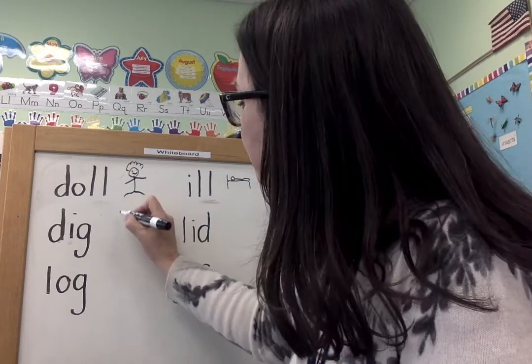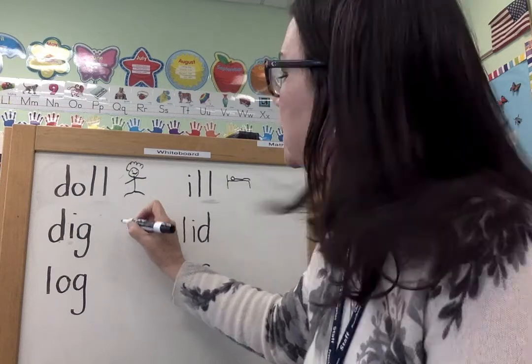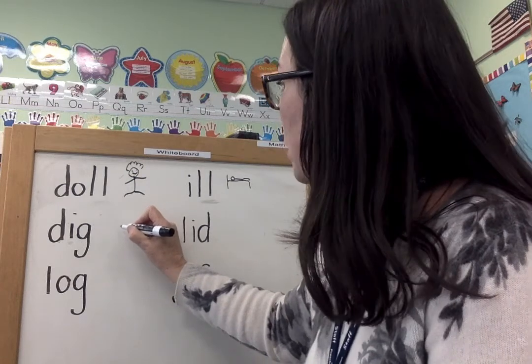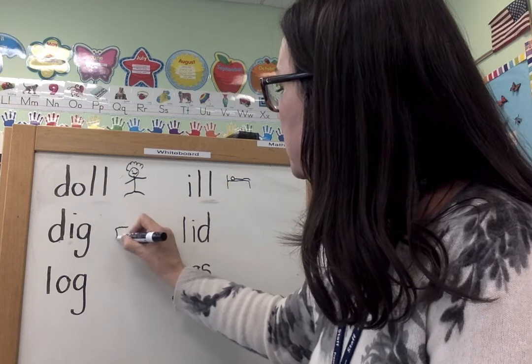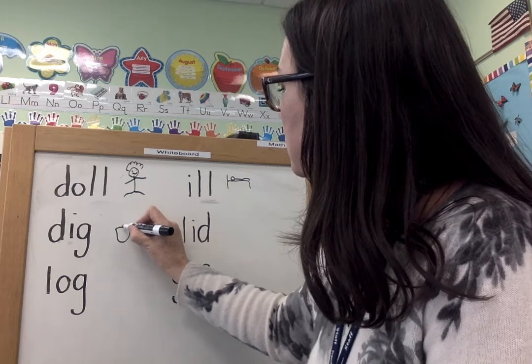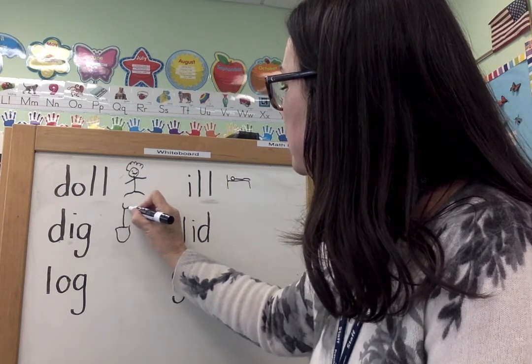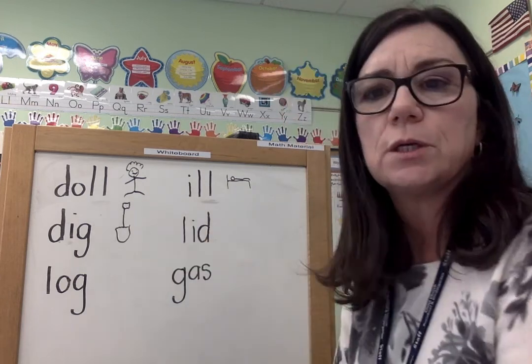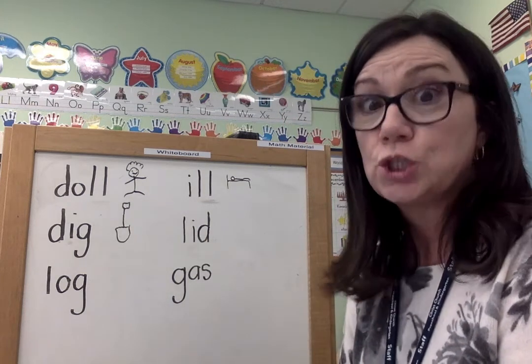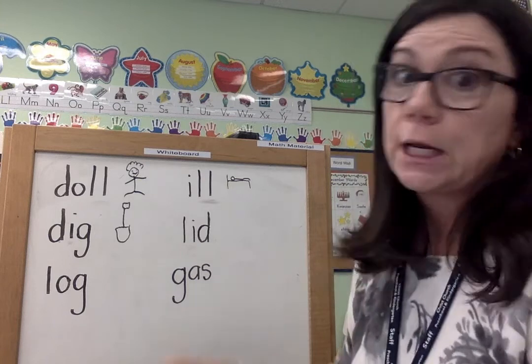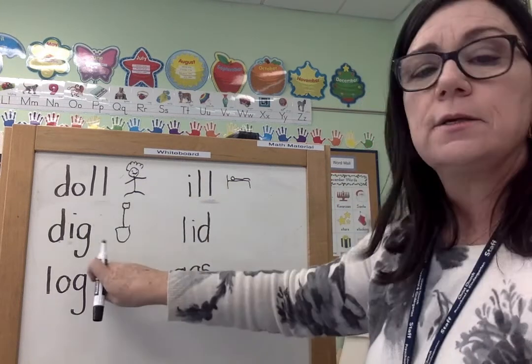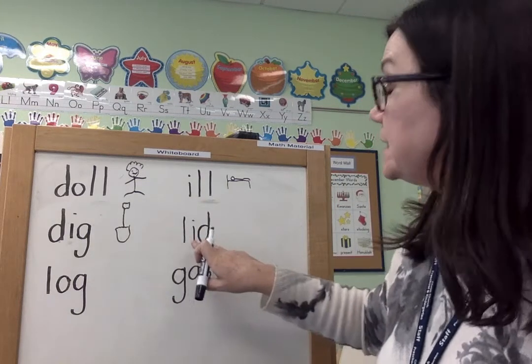Dig. How might we draw dig? Oh, all right. We could draw a shovel, to indicate someone might dig. What's another thing we could do? We draw a dog digging in the dirt, right? We could show someone digging a hole to put a tree in. So think how you might illustrate dig.